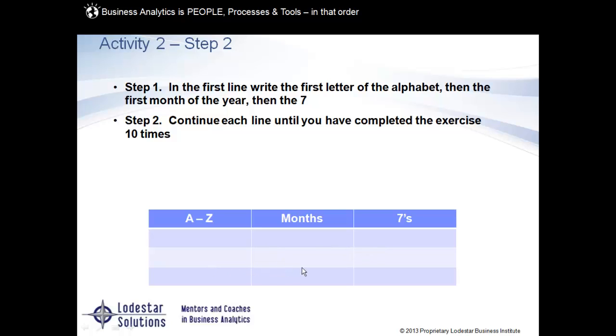B, February 14. You are still doing this 10 times, but instead of doing all the letters, I want you to do letter, month, 7. Letter, month, 7. Down 10 times. Go ahead and start. Please pause the video.